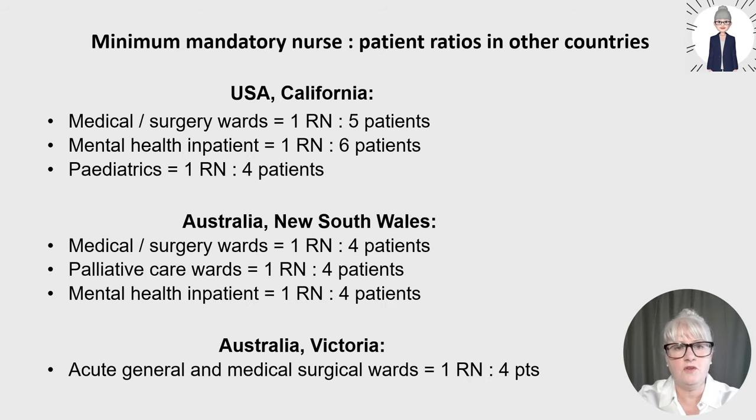So if we look outside the UK, we know that some countries or regions in countries have set minimum mandatory nurse-patient ratios, such as California in the US, where the ratio is one registered nurse to five patients on a medical surgical ward, one registered nurse to six patients on a mental health inpatient ward, one registered nurse to four patients on a paediatric ward. In New South Wales in Australia, one registered nurse to four patients on a medical surgical ward, which is even better than the US ratios there. One registered nurse to four patients on palliative care wards and one registered nurse to four patients on mental health inpatient wards. In Victoria, Australia, one registered nurse to four patients in acute, general and medical surgical wards.